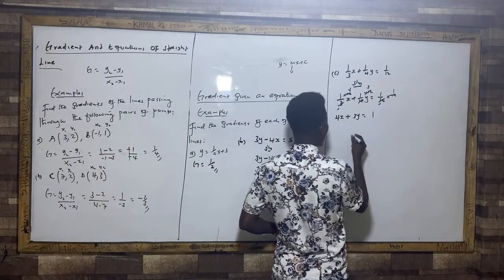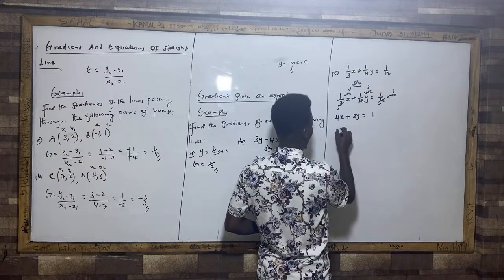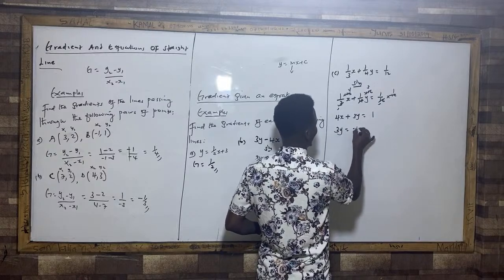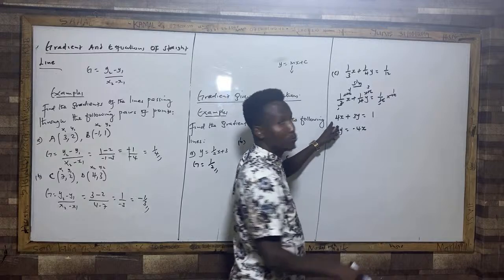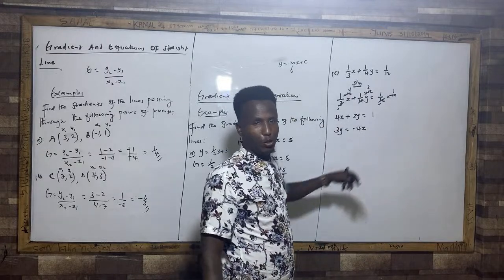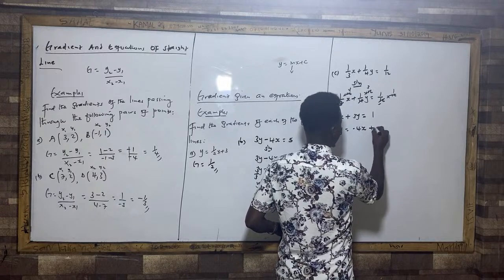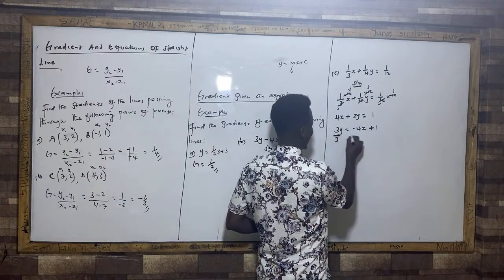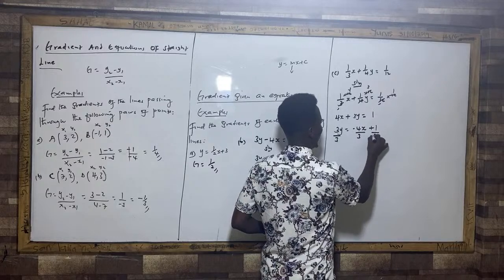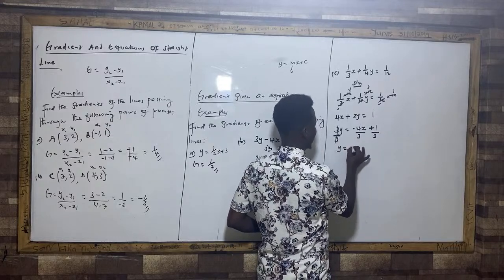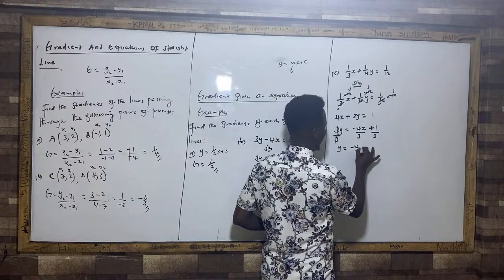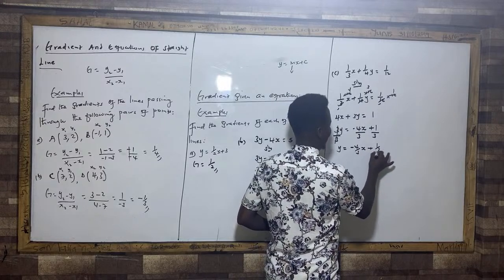Now what are we going to do? We will take this 4x to the other side. We will have 3y is equal to minus 4x, because this 4 is positive on this side; on the other side it will be negative, plus 1. Then divide both sides throughout by the coefficient of y. Cancel this, so y is equal to negative 4 out of 3x plus a third.